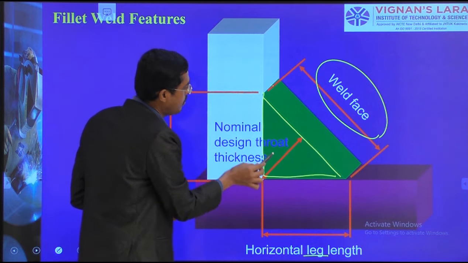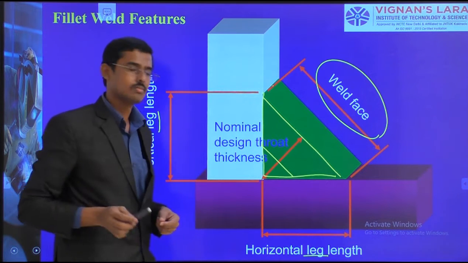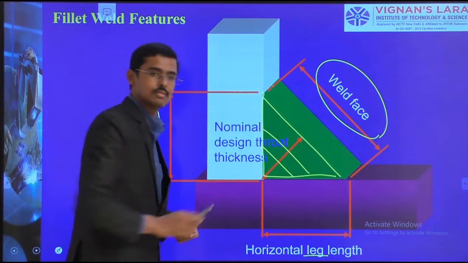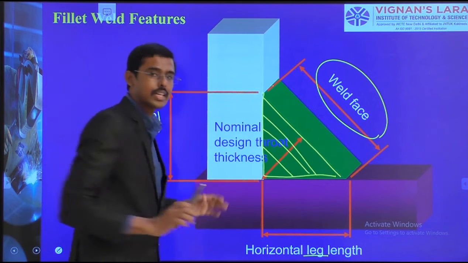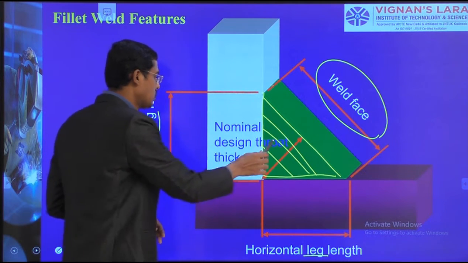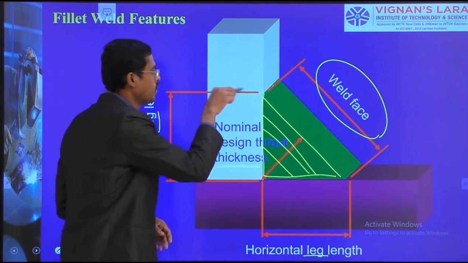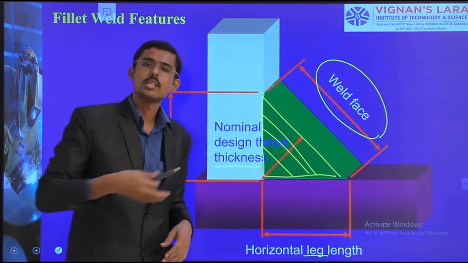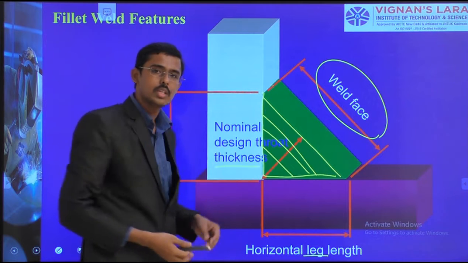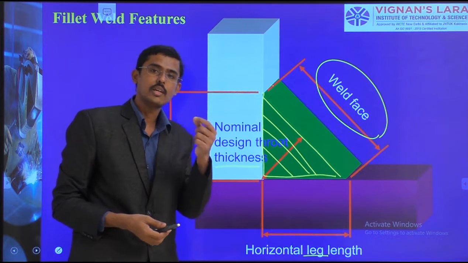How much depth can I do? I can do like this, and I can stop. So the nominal design throat thickness is there, and up to that we have to do. That is the design process. Okay, so this is about the terminologies in the fillet weld.